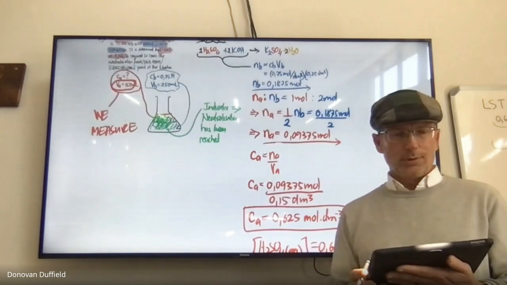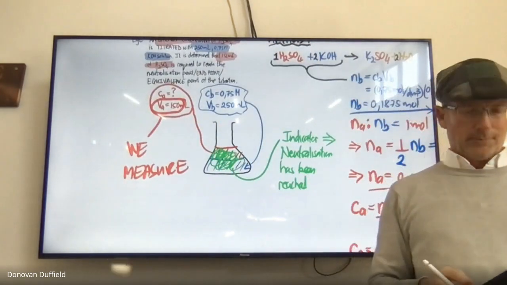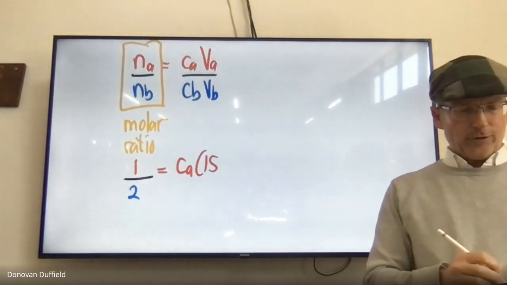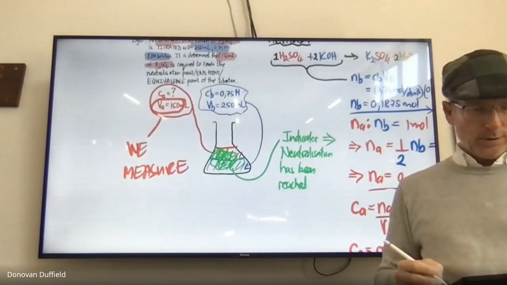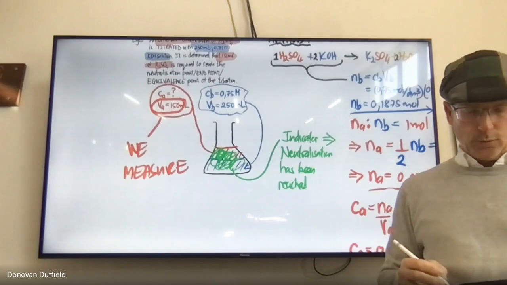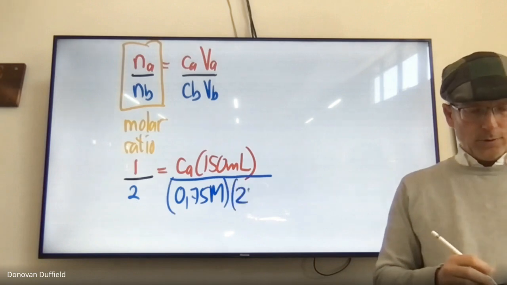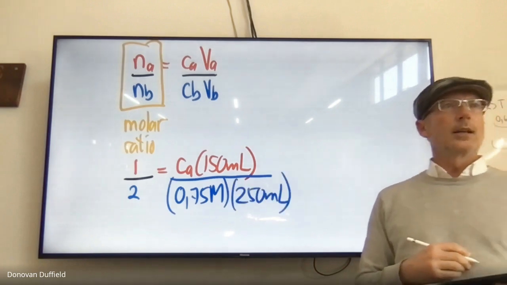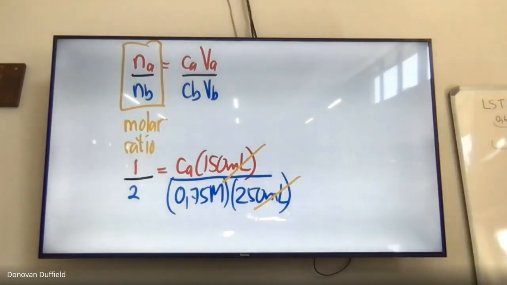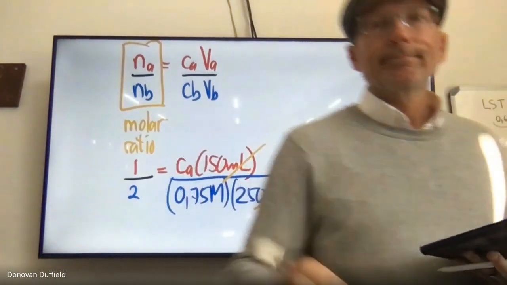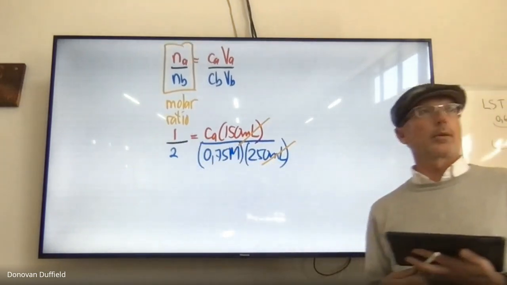This is so cool. We were originally given these in milliliters. 150 milliliters. Concentration of the base was 0.75. 250 milliliters. Are you ready? Don't even need to do a conversion. Milliliters cancels with milliliters. Almost done. And now, ladies and gents, we just cross multiply and divide.